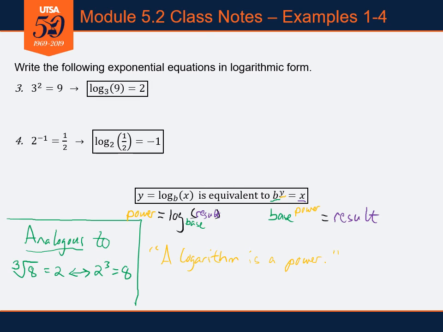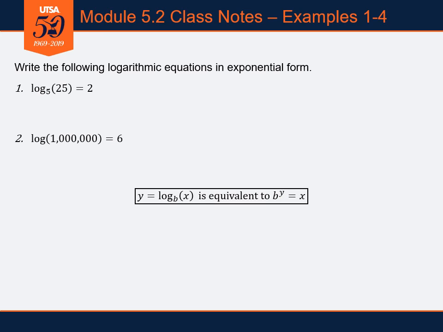Now let's go back the other way. In questions 1 and 2, use the same idea to translate log base 5 of 25 equals 2 into exponential form. Log base 5 of a result of 25 is equal to a power of 2. That might look more familiar if you think a base 5 with a power of 2 gives you a result of 25. And that's exactly what we get in applying this definition of a logarithm.